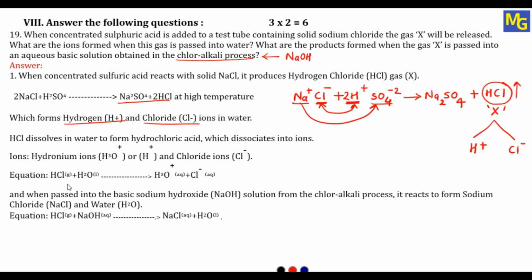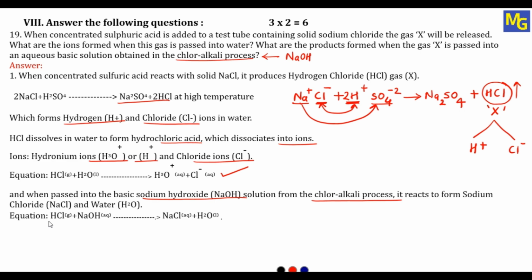Sorry, here I have explained a little bit extra about this. HCl dissolves in water to form hydrochloric acid, which dissociates to give ions. Which are the ions? Hydronium ion, that is H3O plus, or we can write it as H plus, and one more is chloride ion, Cl minus. The same thing I have given here in the form of a reaction. Now here you can see, when this gas is passed into basic sodium hydroxide solution, which we are getting from chloralkali process, what does it form?